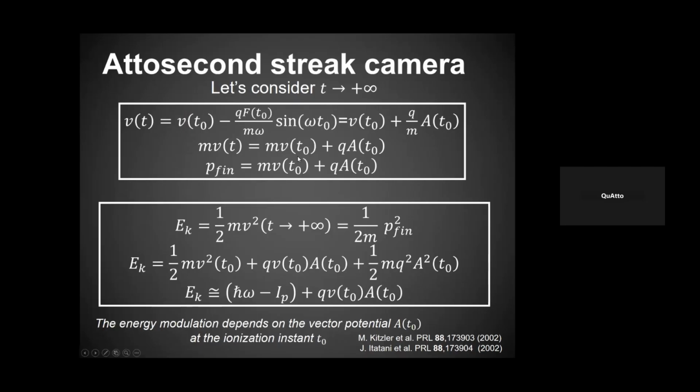Once the electric field fades away, it will go to zero. So essentially, it's extremely simple math. What you will see is that the final kinetic energy of the electron, the one you will measure in your experiments, will be modulated by a term proportional to the initial velocity, the one at t equals 0, or t0, times the vector potential of the external electric field. So essentially, we have an energy modulation that depends on the vector potential at the ionization instant.